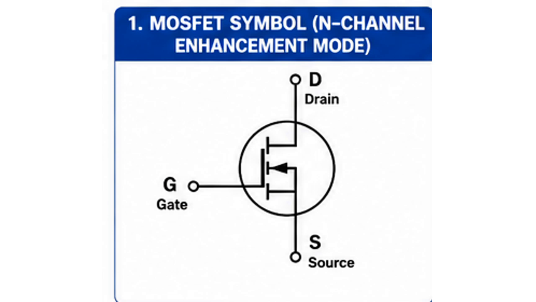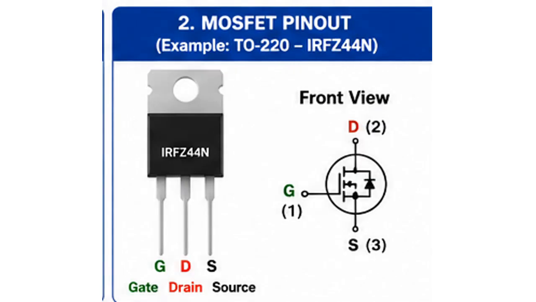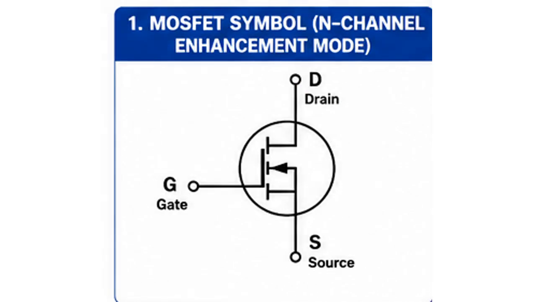It is a voltage-controlled semiconductor device. Unlike current-controlled transistors, a MOSFET responds primarily to the voltage applied to its gate. You will find MOSFETs used for switching, amplification, power control, motor control, pulse width modulation or PWM, power supplies, and digital electronics. In modern designs, they are one of the most important devices for efficient power handling.